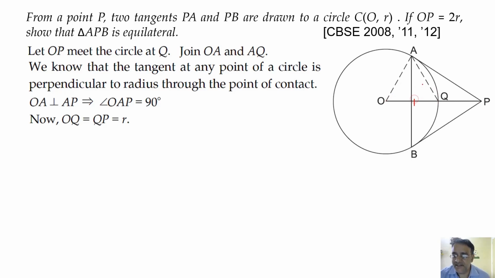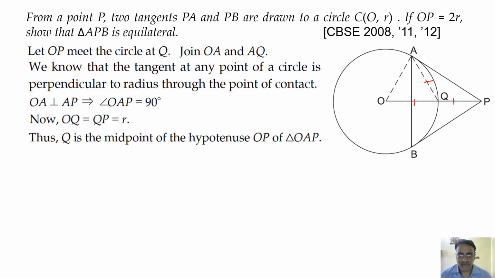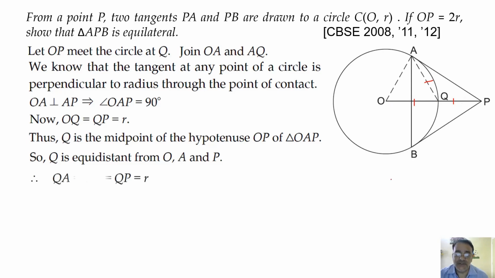That means these are equal. So OQ, QA is equal to OQ, which is equal to QP, and all are equal to R. So this will imply OA is equal to OQ is equal to QA, because these two are equal. OA, OQ, QA.